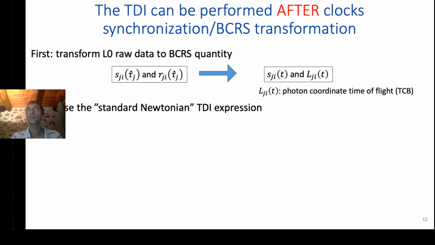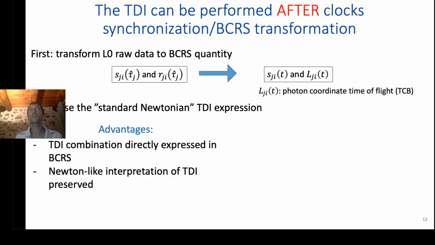On the other hand, it's possible to perform the TDI after clock synchronization or BCRS transformation. So that's the other extreme. What you need to do is start from the raw data, the interferometric measurements and the pseudo-range measurements, that are all time-tagged with respect to the local USO time. You need to do some transformations here, clock synchronization and reference frame transformation, to express these quantities in the BCRS frame, and then you can use the standard Newtonian TDI expression where you replace the T by the coordinate time and the L are the photon coordinate times of flight, and you can use this regular TDI algorithm.